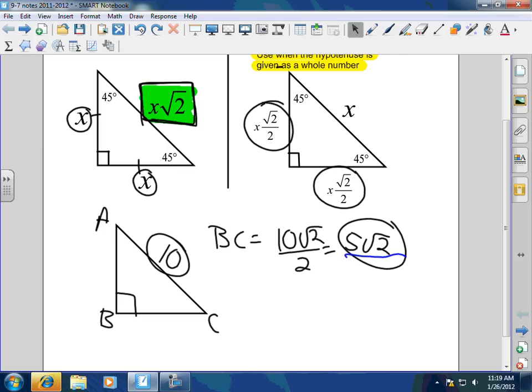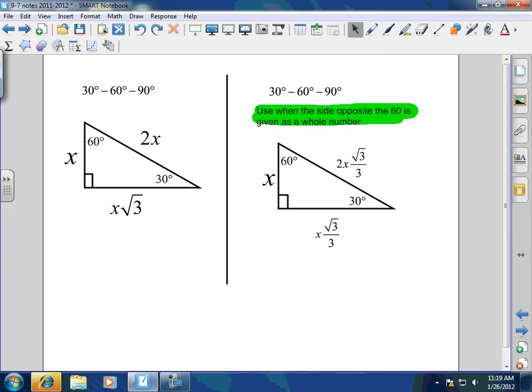Okay? Now, 30, 60, 90. In a 30, 60, 90 triangle, the 30 is the smallest angle, so the opposite side of that smallest angle will be the smallest side. That we call x. The 60 degrees is the second largest angle, and the opposite side of that is x square root of 3. And the side opposite the 90, the hypotenuse, is 2x. Same trick though when the side opposite the 60, actually this is wrong.